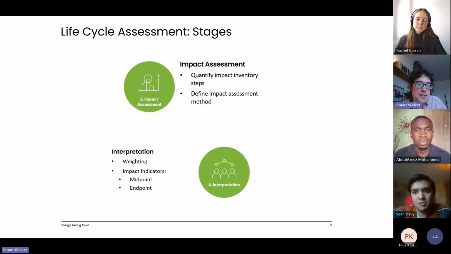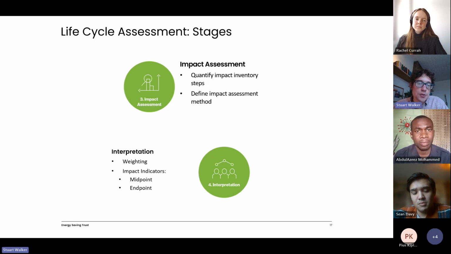And then the interpretation is how we look at those results afterwards and how we might present our results. I'll show an example in a minute. You can see that sometimes we can get loads and loads of data out of a life cycle assessment, and it might be too much information, and it's about how we work out what's the important information and get that out and present that well.